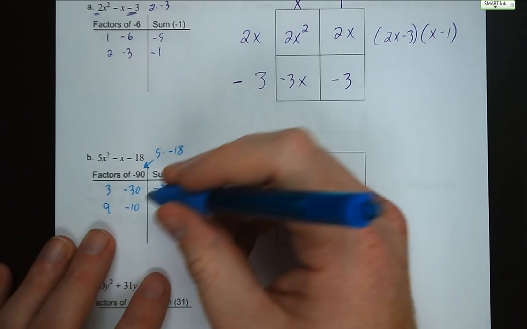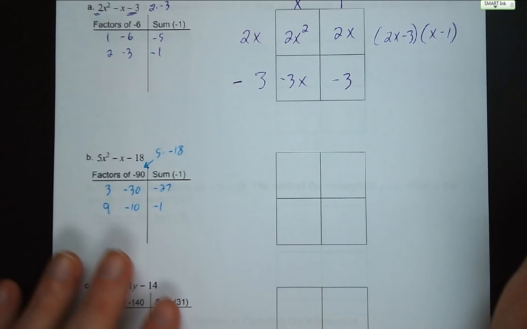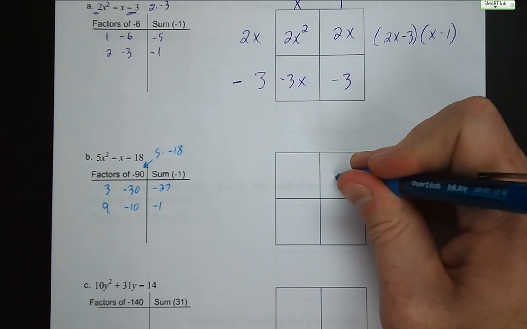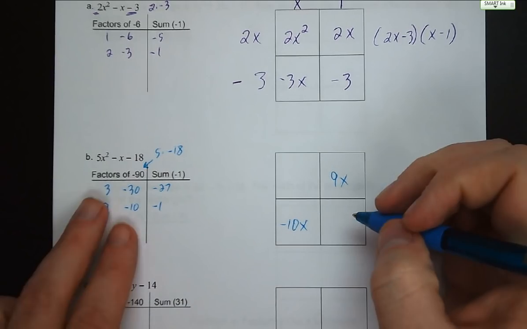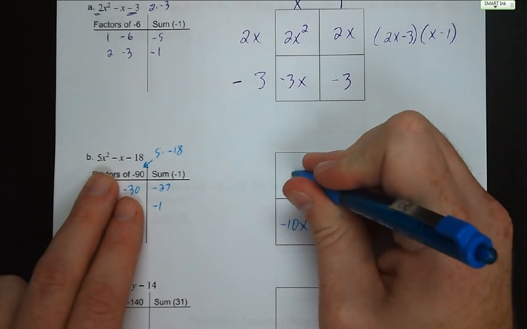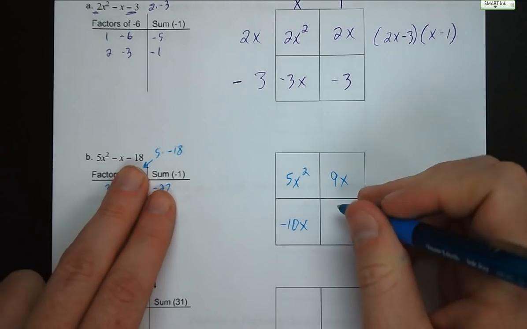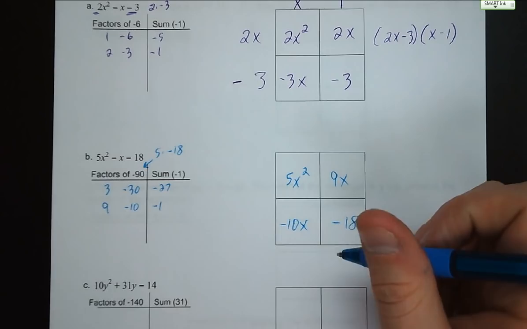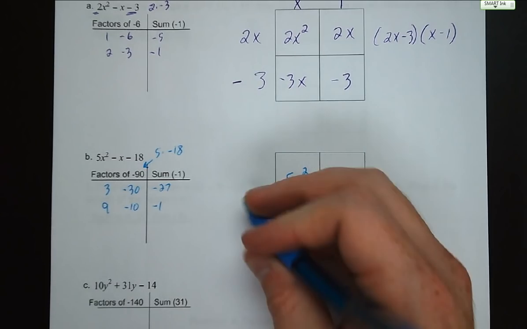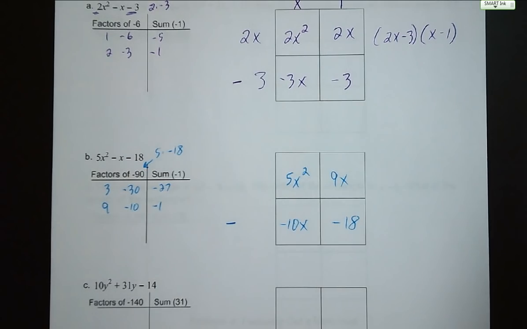9 plus negative 10 gives us a sum of negative 1. So we have 9x minus 10x. We put our first term in, 5x squared. We put our last term in, negative 18. So we see we have a negative sign in this box, so we automatically bring the negative out there.